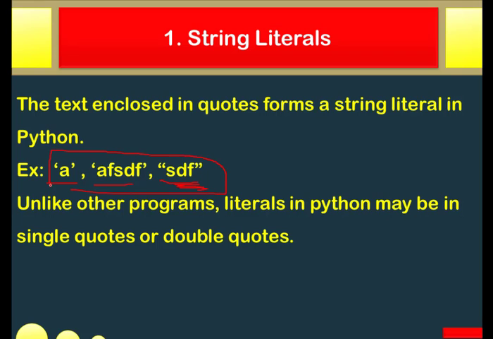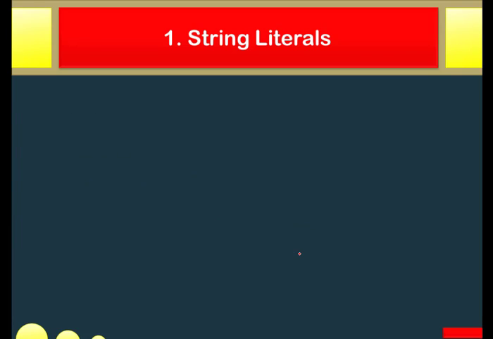The text within quotes is called a literal. Unlike other programming languages, a literal in Python may be in single quotes or double quotes. So it's your choice whether you want to put the string literal in single quotes or double quotes. In other languages, there were restrictions, so that a character could be put in single quotes, but a string would be put in double quotes. But here in Python there is no such restriction. You can put the string in either single or double quotes.